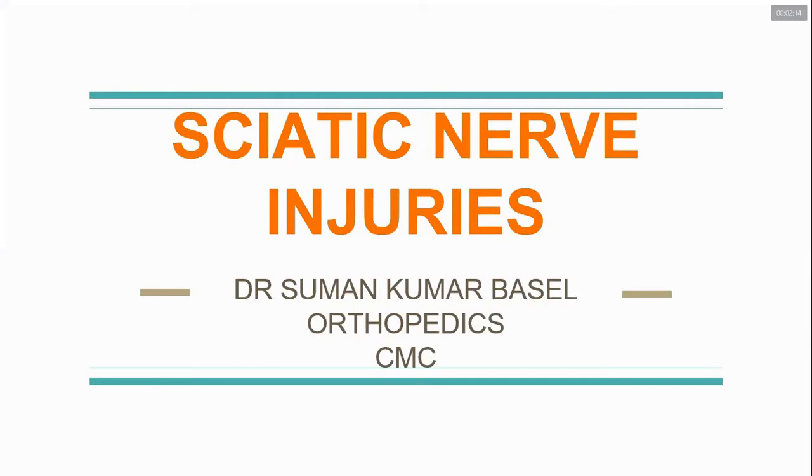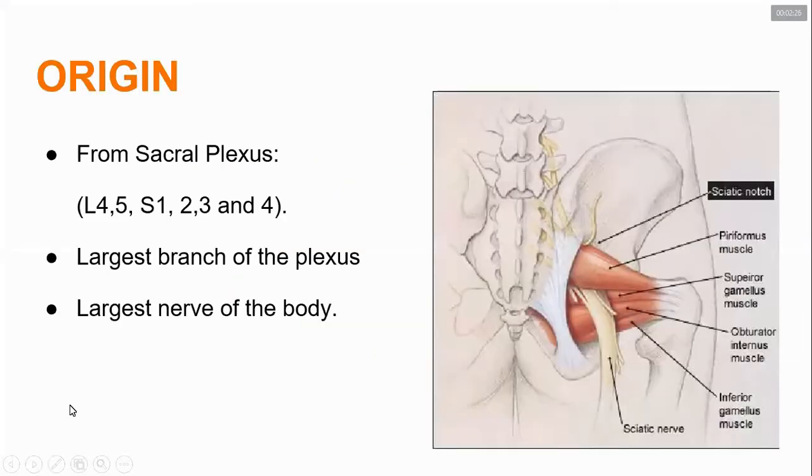So we'll be starting today with sciatic nerve injuries. So the sciatic nerve arises from the sacral plexus. It is formed by L4, L5, S1, S2, S3, and S4. It is the largest branch of the sacral plexus, and the sciatic nerve is the largest nerve of the body.